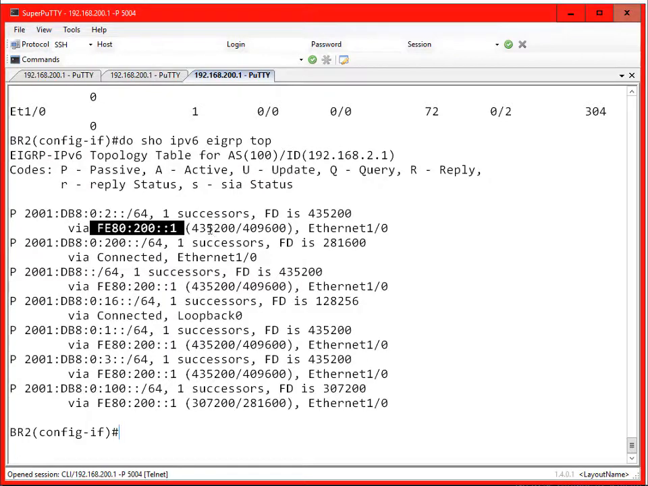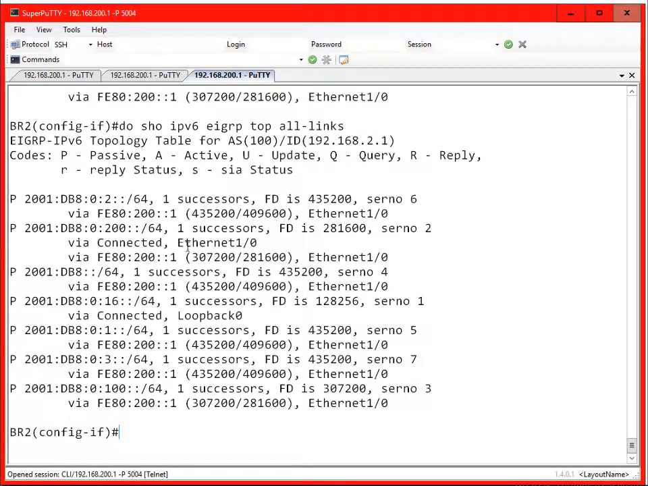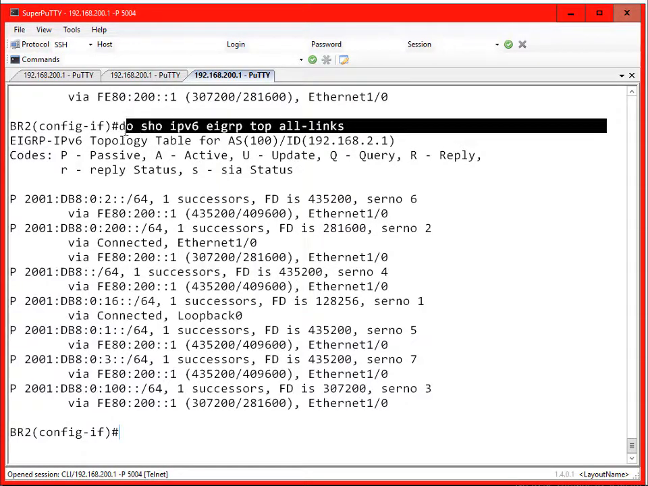But as far as what's in the brackets, this is the feasible distance of that particular route. This is the reported distance or advertised distance of that route. We have our successors. We would have our feasible successors if they were listed. We would also have the all-links option as well. Remember, the all-links option would show us paths that did not qualify as a successor or feasible successor.